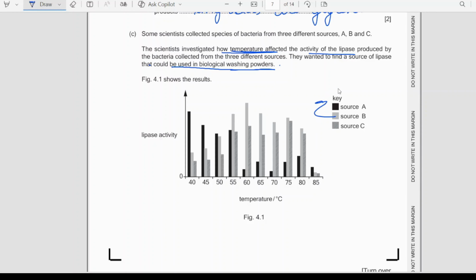Okay, the question is same. Using figure 4.1, discuss the result from this investigation. What do you think? What are the results of source A, B, and C? What are the results?